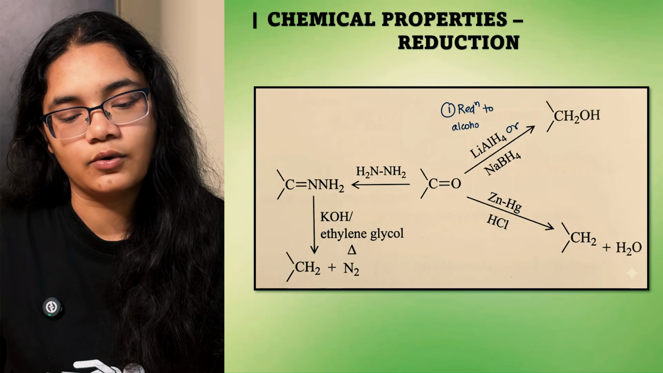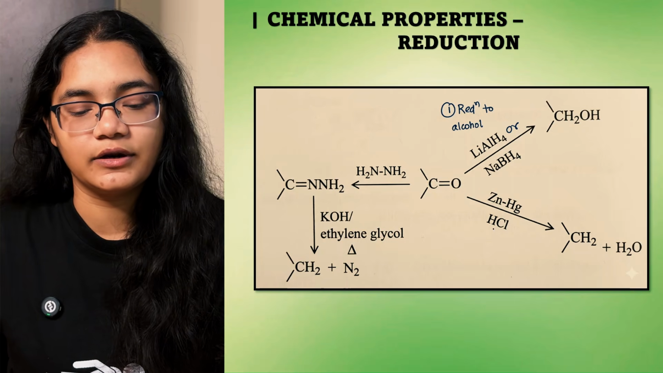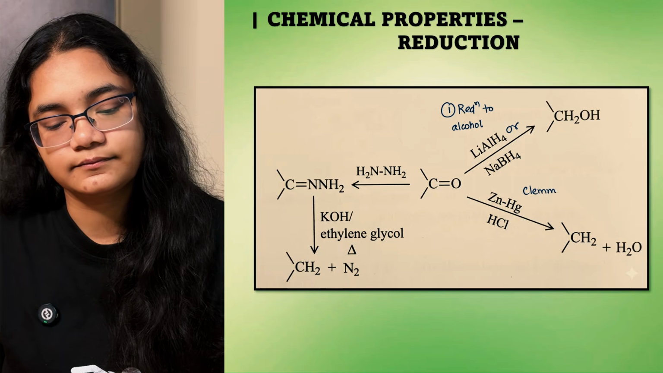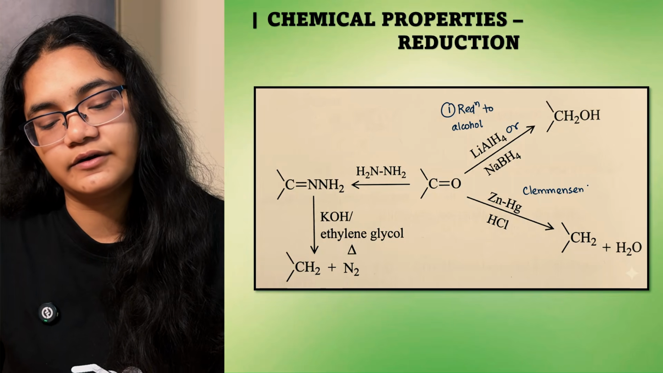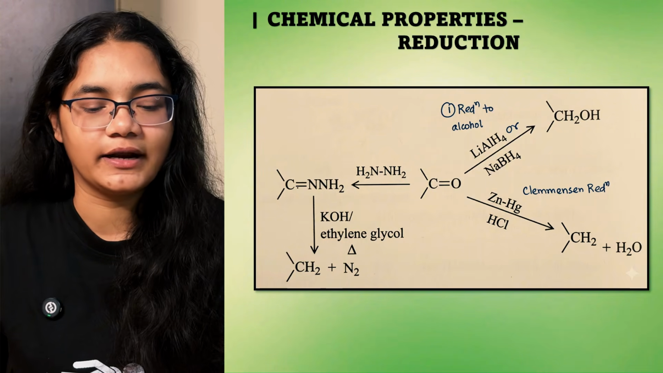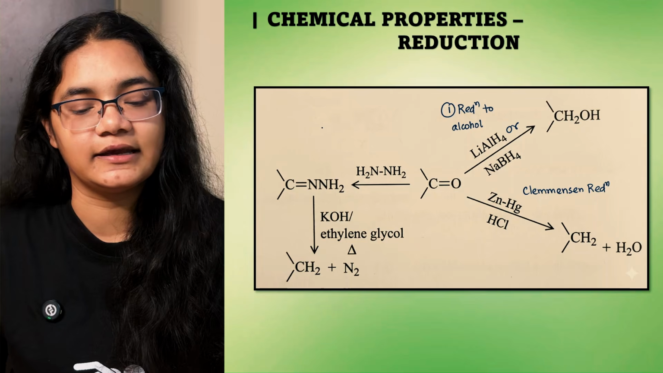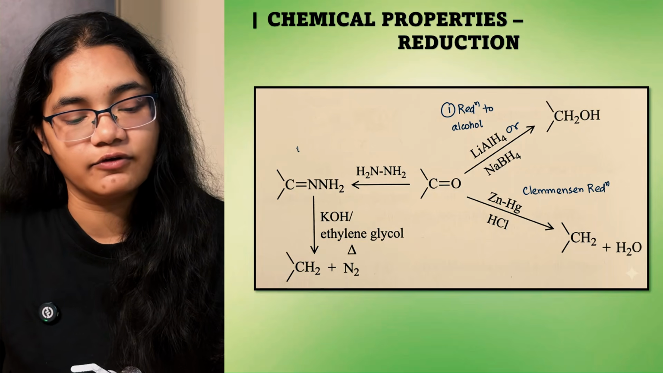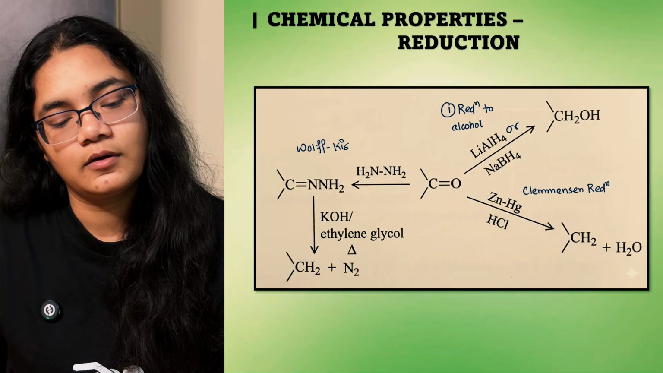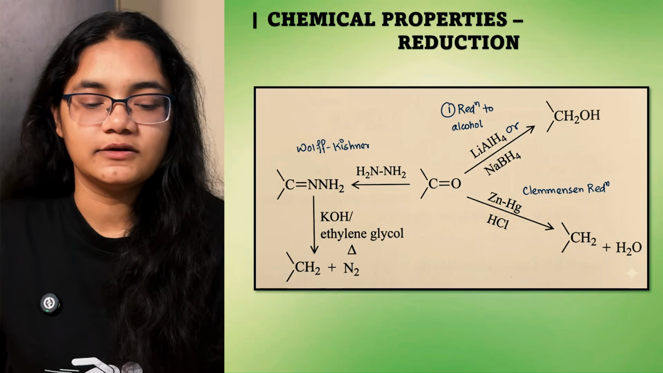Now if you have zinc amalgam and HCl, this is your Clemmensen reduction. And when you have NH2NH2 giving a double bond, then KOH and ethylene glycol, this is your Wolff-Kishner reduction. Okay, so these are done.